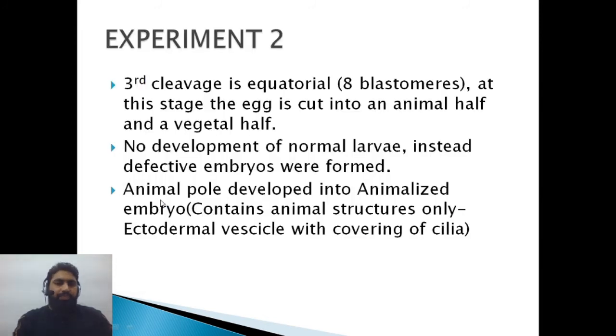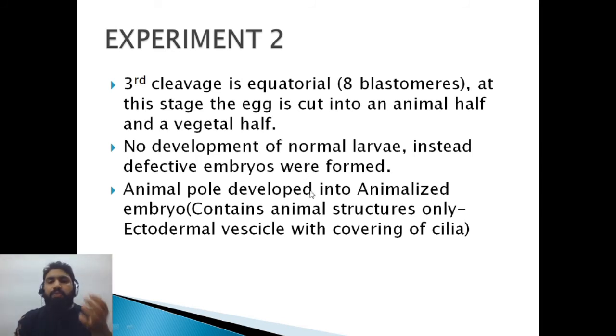So what will happen? After the third cleavage, that means after getting 8 blastomeres, at this stage, the egg is cut into animal half and vegetal half. So we are separating it into animal half and vegetal half. Then we are observing what is happening. No development of normal larvae. Instead, defective embryos were formed.